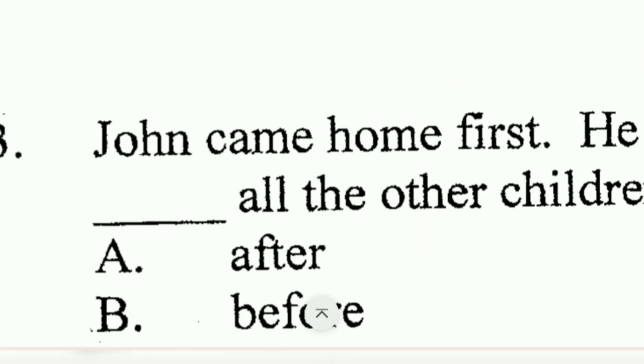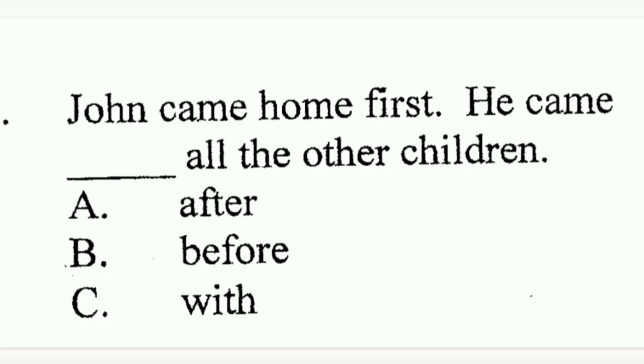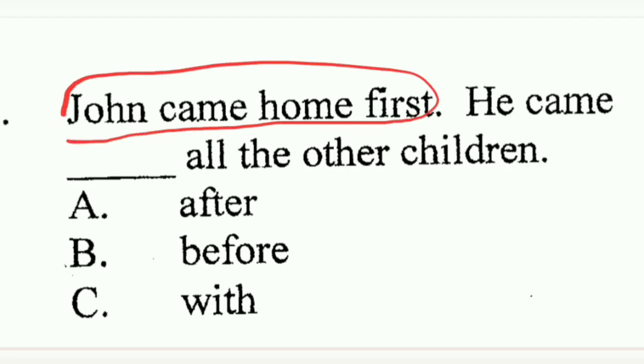Moving on to 23. John came home first. He came all the other children. So if he came home first, A says he came after all the other children. Remember the first sentence says he came home first, and the key word here is first. So A says he came home after all the other children. B says he came home before all the other children. And C says he came home with the other children. Which is the correct word?